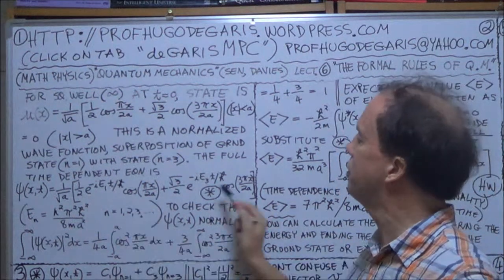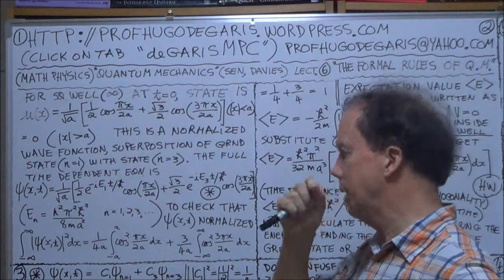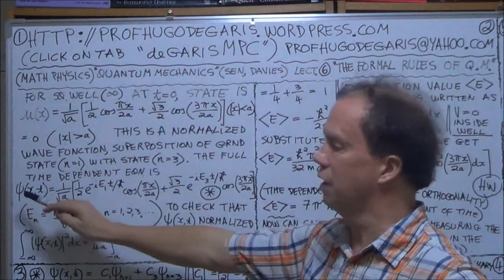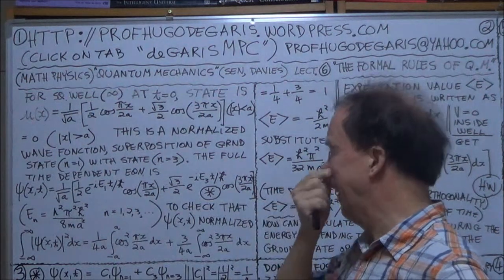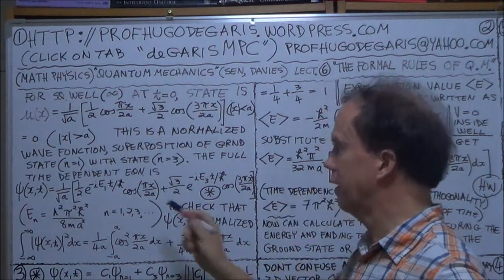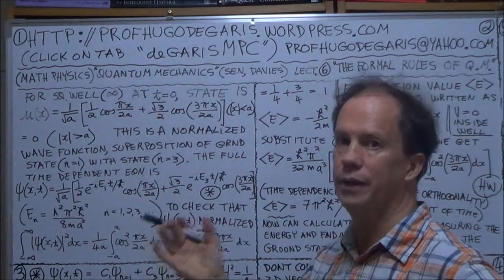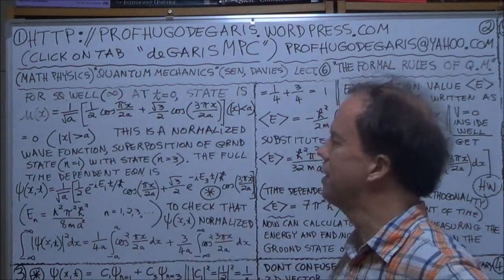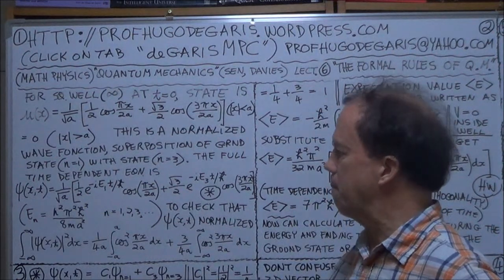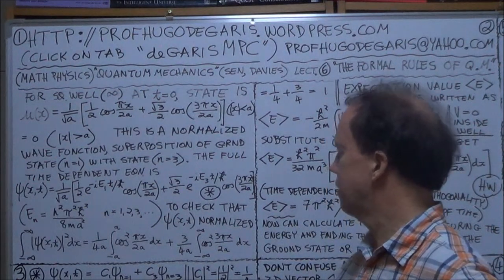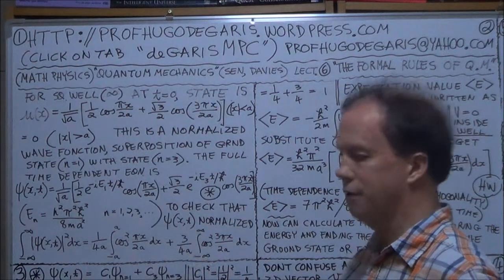Because we only have two states here, when we measure and this wave function collapses to one of them, either this one or this one, the probability that it's either of those has to be 1, because we only have two states in this general wave function. So we can check that it's normalized.